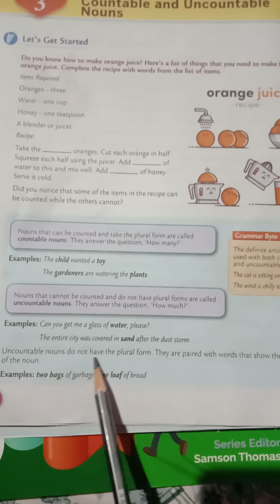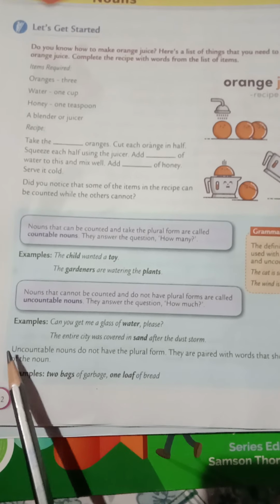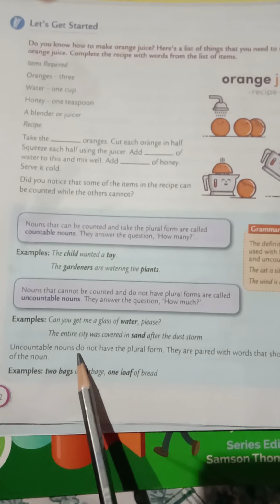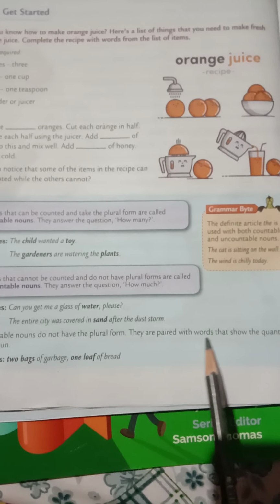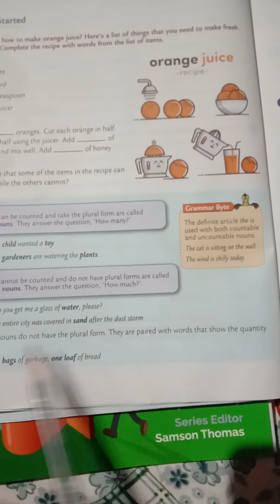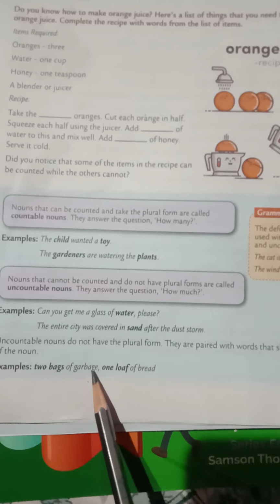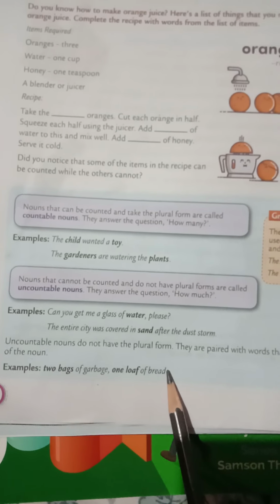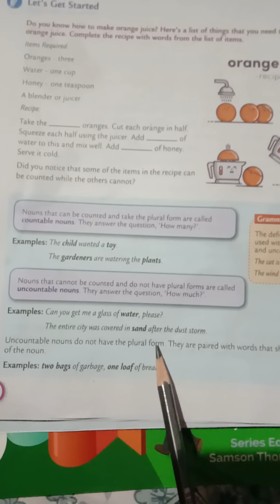Uncountable nouns do not have the plural form. So here you have to take notice that uncountable nouns do not have the plural form. They are paired with words that show the quantity of the noun. For example, 2 bags of garbage, 1 loaf of bread. Understood, children? What are countable and uncountable nouns? I hope you are clear with this.